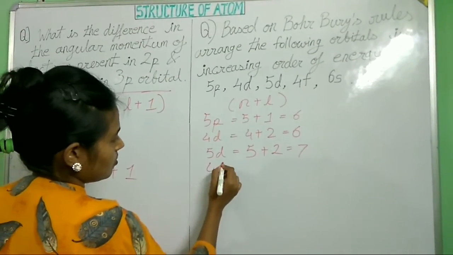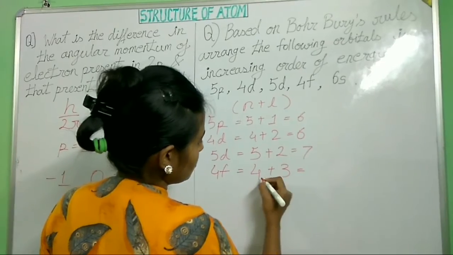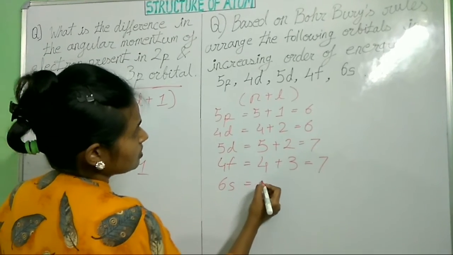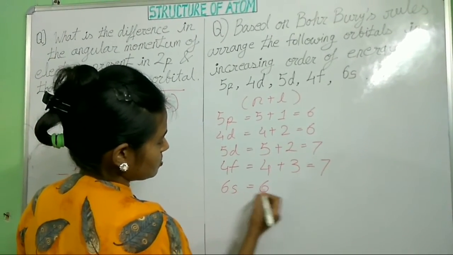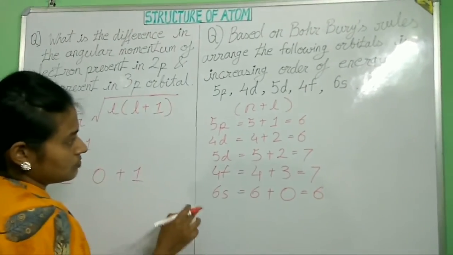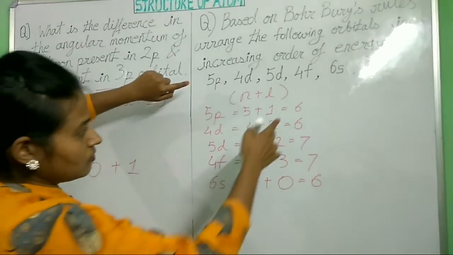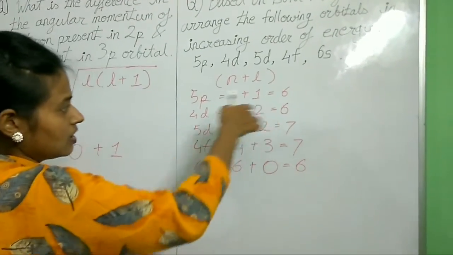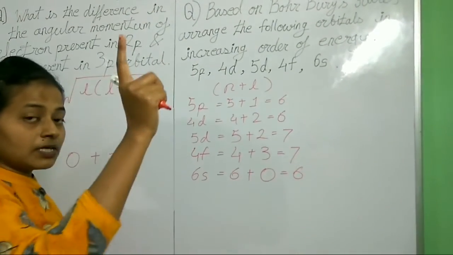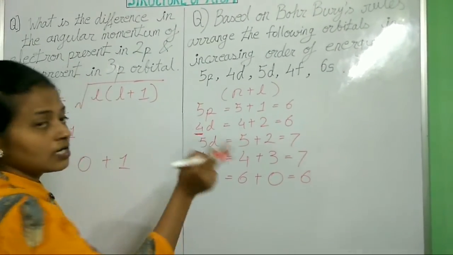And for 4f, how much? For f, 3 is the azimuthal quantum number. So 4 plus 3, again 7. And for 6s, the principal quantum number is 6 and the azimuthal quantum number for s is 0. So this will be 6. Now let us fill these according to the n plus l rule. When both values of n plus l are equal, like for 5p and 4d, both having 6, which one will be filled first? The one having lower n will be filled first.